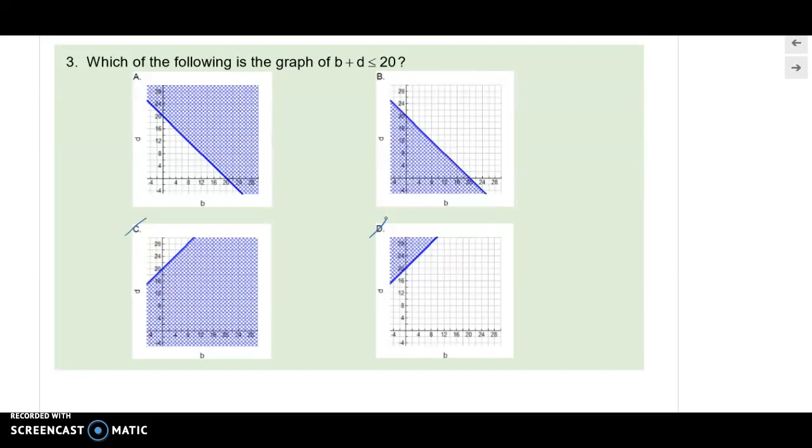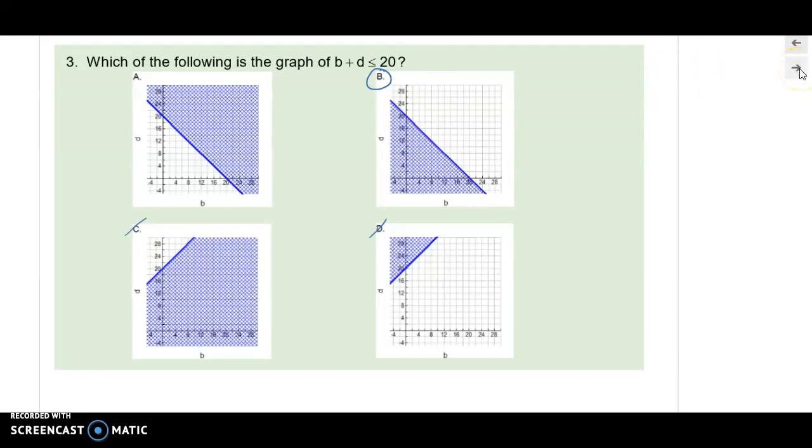So again, I'm going to pick a point and plug in. I'm going to take the point 0, 0, which is on one side of the boundary line, so it's a very easy one to plug in. You could pick any point you want, but 0, 0 is very easy. When I plug 0 into here and 0 into here, I get 0 is less than or equal to 20, which is a true statement. If it's true, then it's part of that shaded region, so it's got to be choice B.